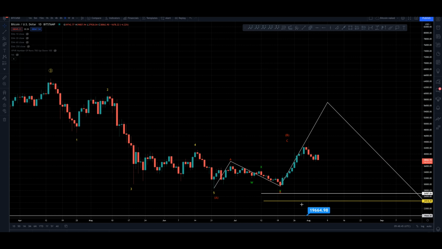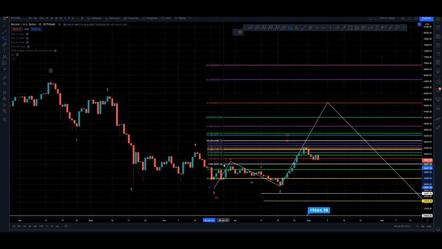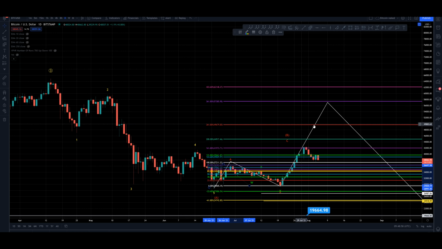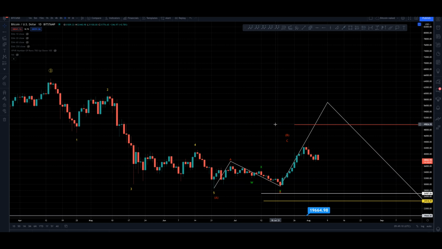So let's do it in linear first. Now we know already that they're at the 1618. So we don't really want to see the C go beyond the 2618, giving us an extension that would start to become very extreme for a C. So let's leave it there and say that's our cutoff point in linear. Now let's move into log scale.